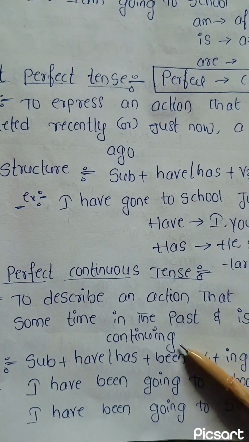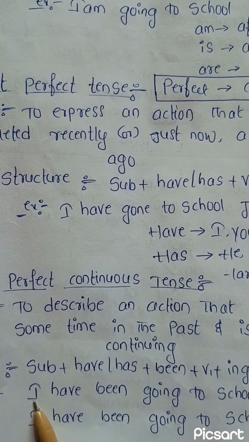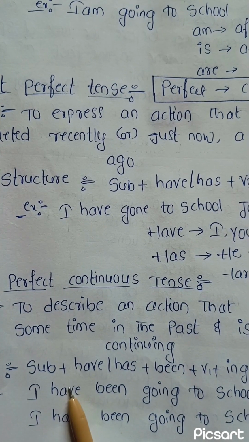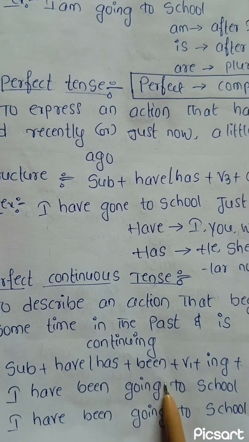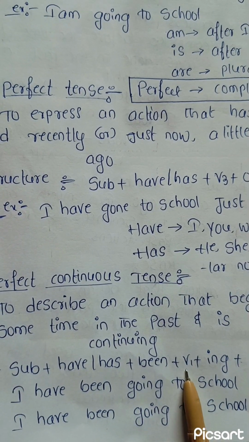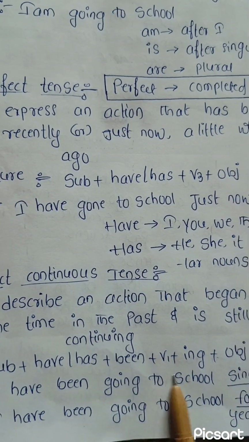Here, what is the subject? I. Then after I, what do we have to use? Have. Been. What is next? Been. And then V1. What is the V1 form? Go. Then we add ing to go.